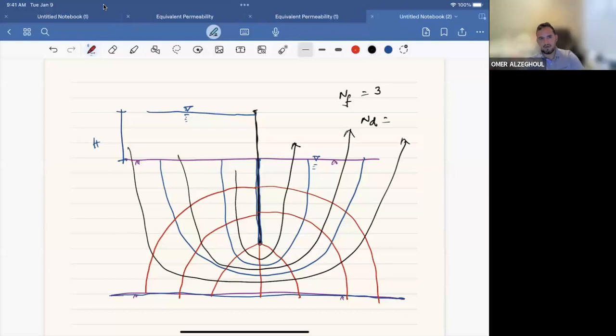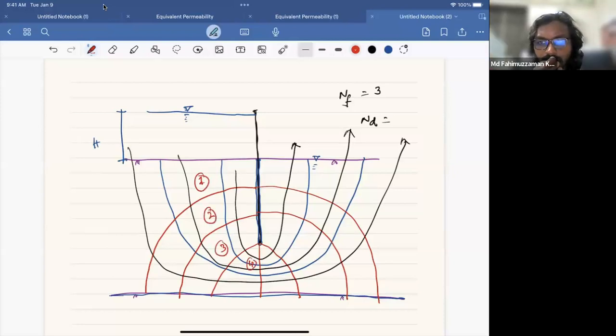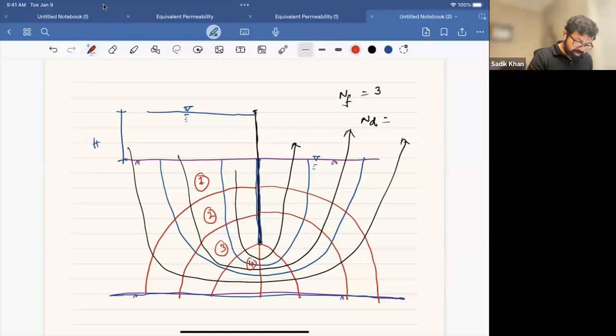8 drops. So we have 1 drop, 2 drop, 3 drop, 4 drop. Then we have 5 drop, 6 drop, 7 drop, 8 drop. Okay. We have 8 drops. All right. Now, within these drops, one line got deleted. I don't know how. So basically our ND is 8.